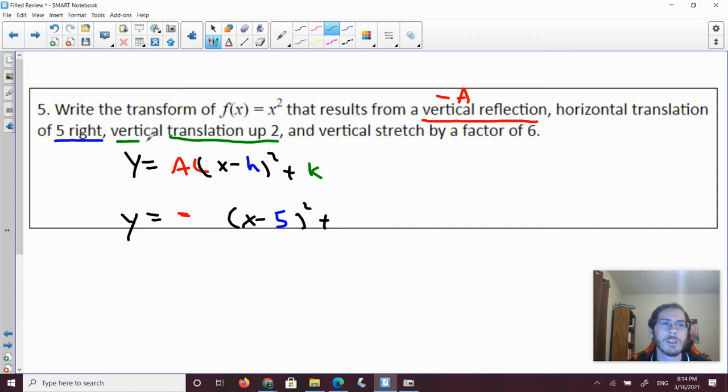Next, we got a vertical translation of up 2. So again, vertical translation is going to go with k. Unlike horizontal, that's just the number on the end. So up 2 would be a plus 2. If it was down, we'd make it a negative 2.